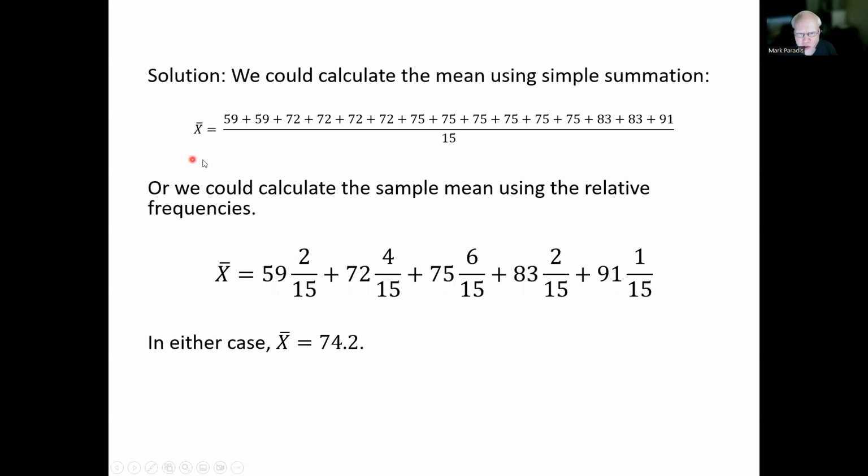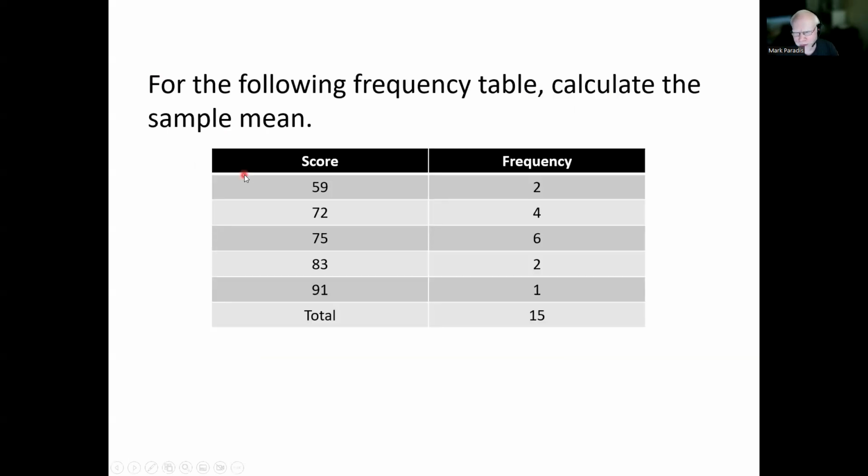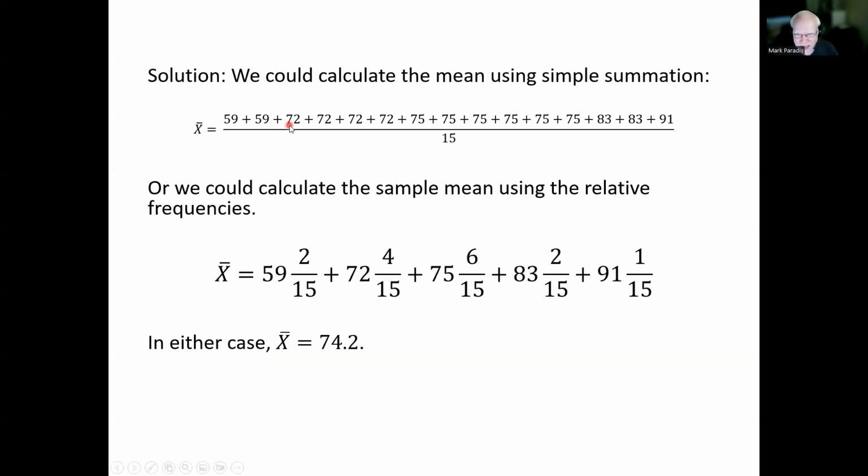All right, so here's the solution. Here's the simple summation version that we did before. We take all the different scores. Two people got 59, so we have 59 plus 59, and then four people got 72, so plus 72, plus 72, plus 72, plus 72, and so on through the end. We had 15 different observations, and so we use this. This is pretty practical. There's nothing wrong with this.